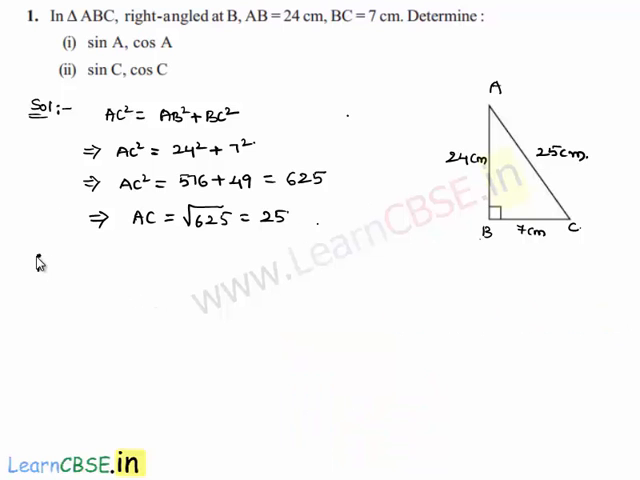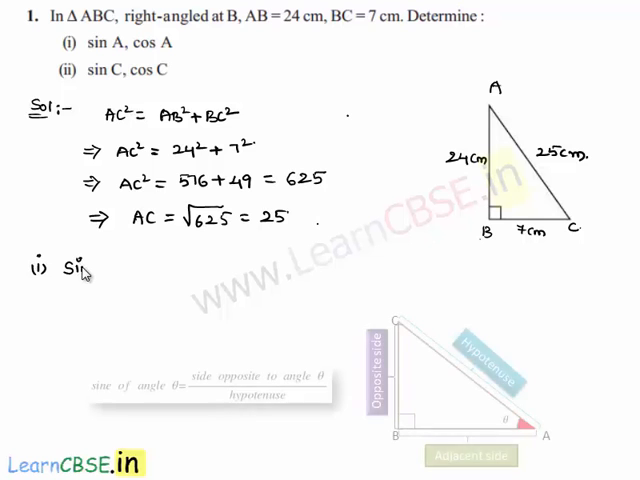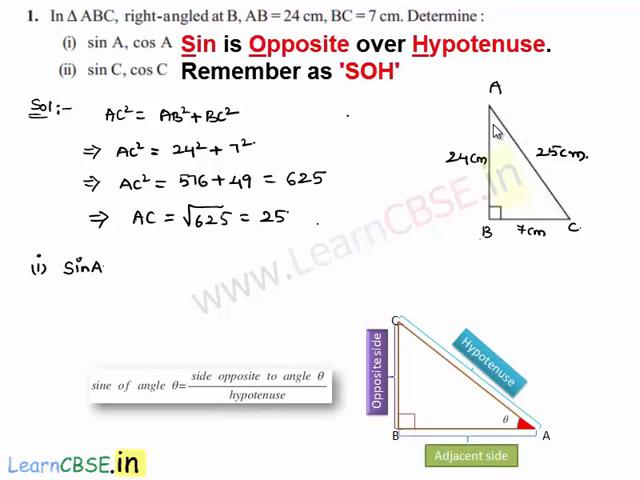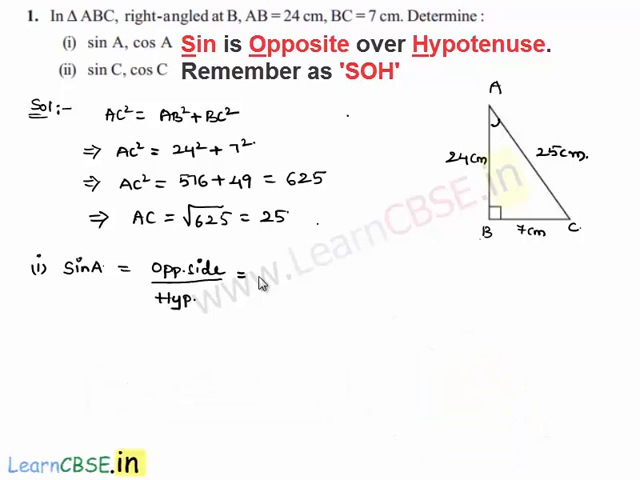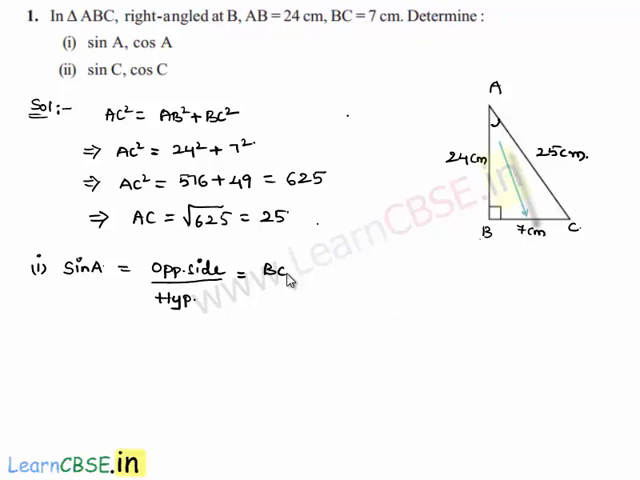Now, in the first problem, we are asked to find the value of sin A. We know that sine of an angle is equal to opposite side by hypotenuse, which is equal to, opposite side is BC here, by hypotenuse is AC here. That is equal to BC is given as 7 centimeters and AC is 25 centimeters, which is equal to 7 by 25.